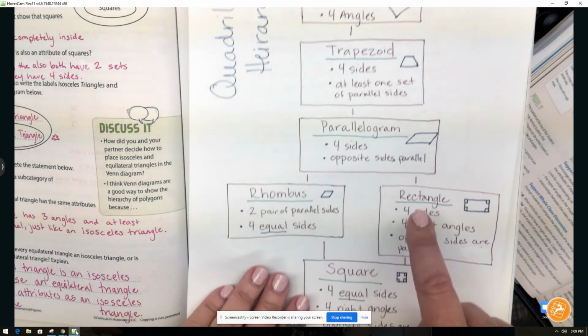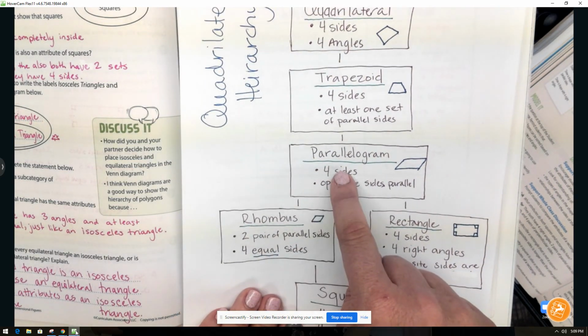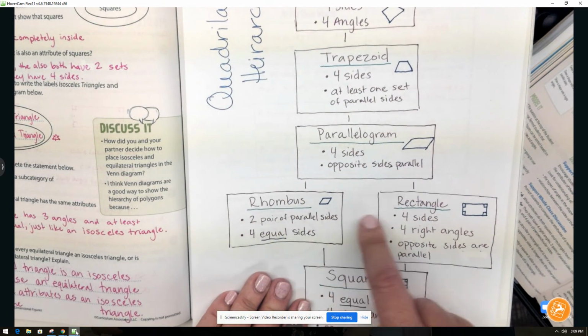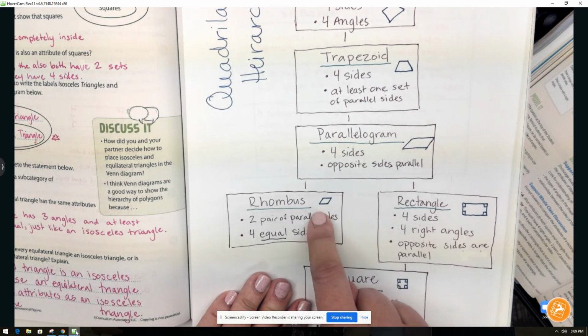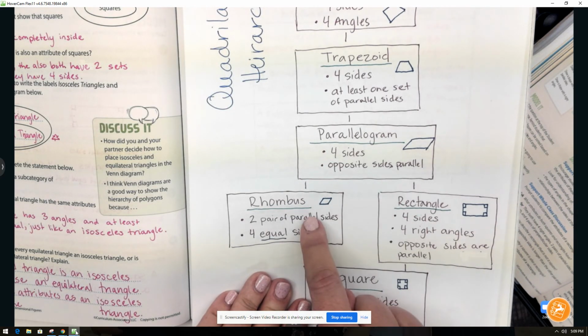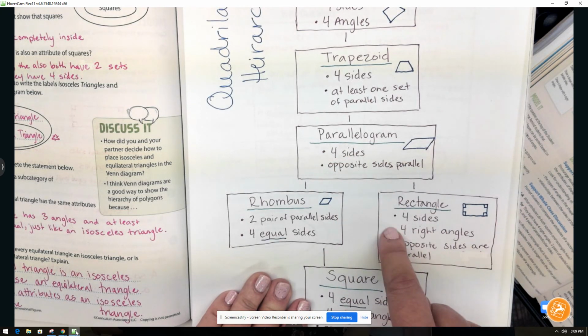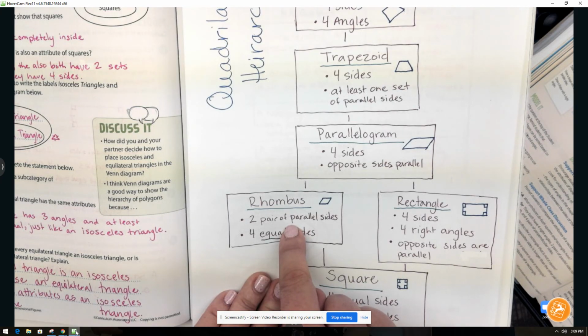other categories. A rhombus is a subcategory of parallelogram, trapezoid, quadrilateral, polygon. But is a rhombus a subcategory of rectangle? No, they aren't connected. So a rhombus is a parallelogram, but it is not a rectangle. A rectangle is also a parallelogram, but it is not a rhombus.